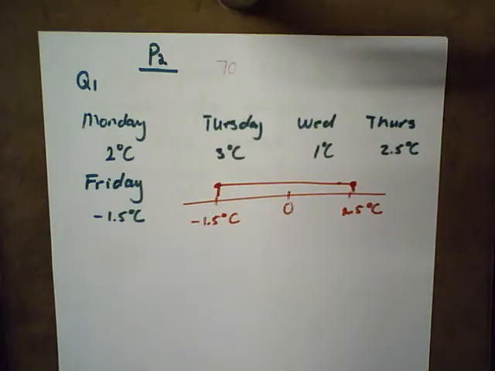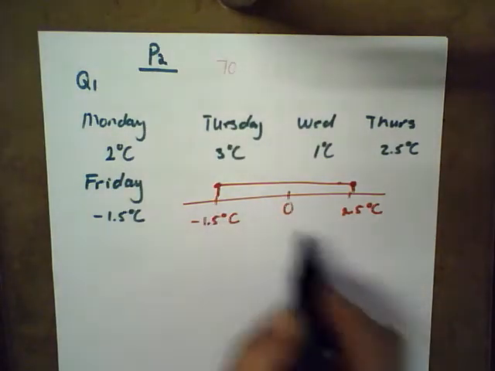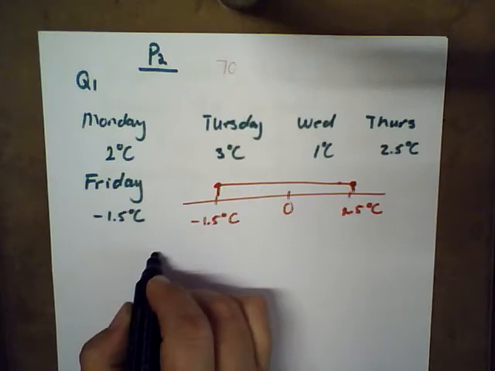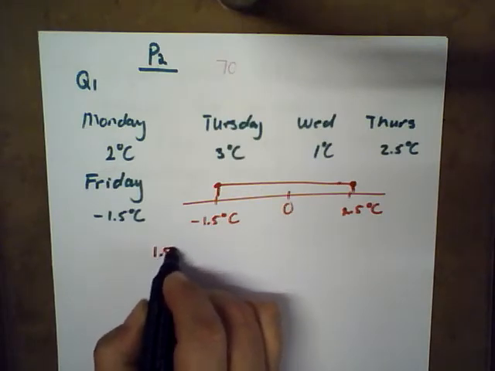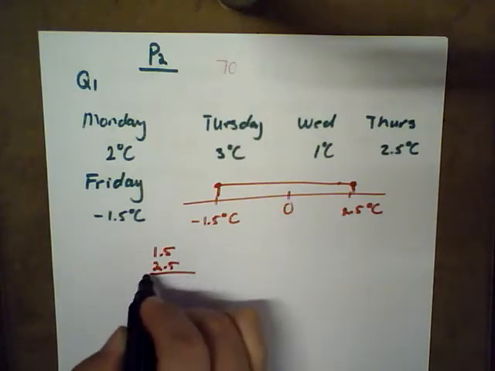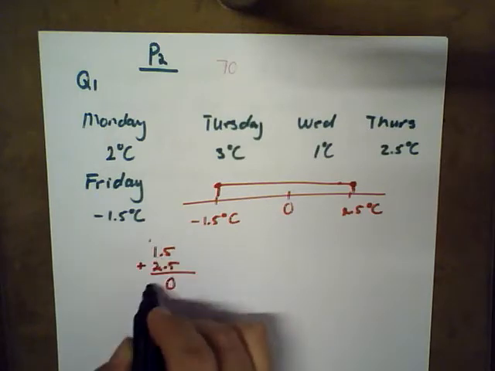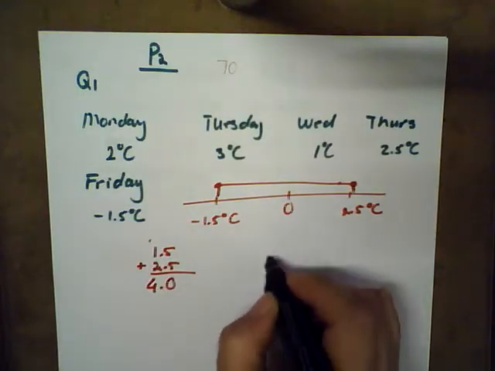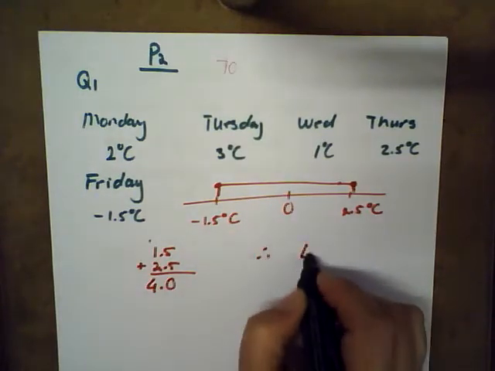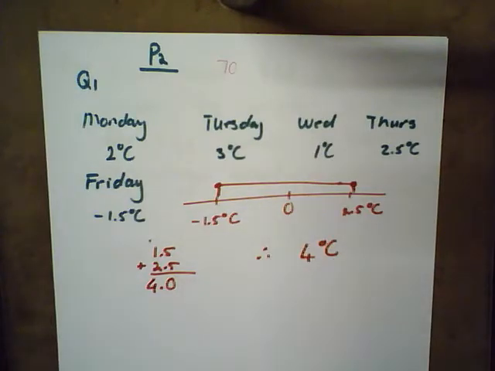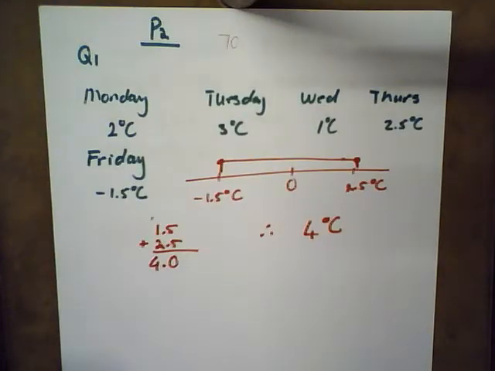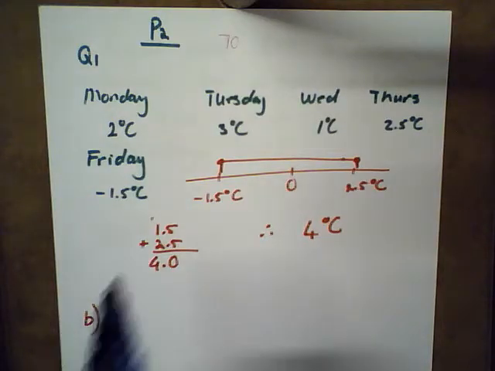And then obviously this is 1.5 and that is 2.5. If I add 1.5 and 2.5 to one another, I should get 4 degrees. Okay, so thus the answer should be 4 degrees Celsius. Good, so the second part of this question is, what is the difference between the greatest and the least of these temperatures? The greatest and the least.